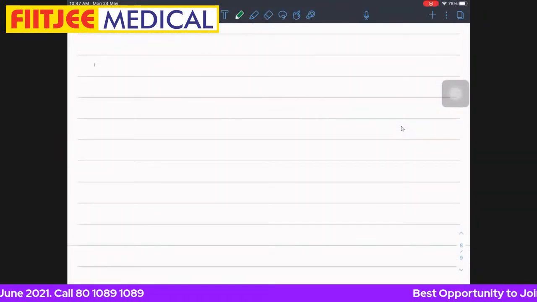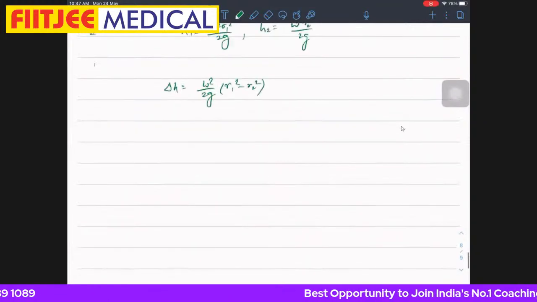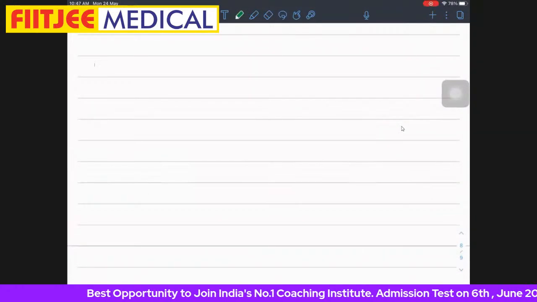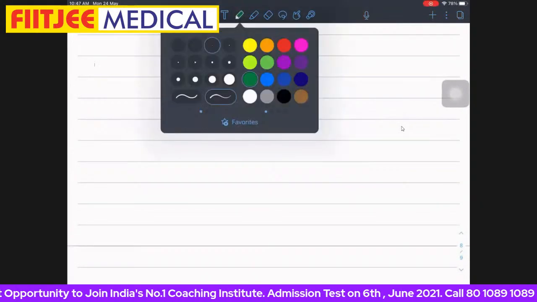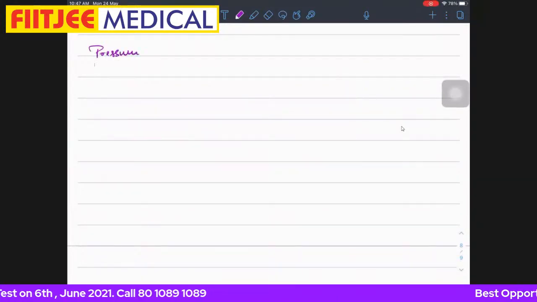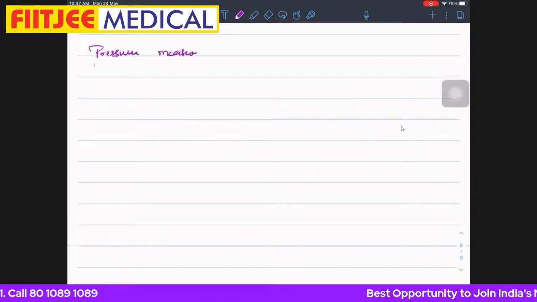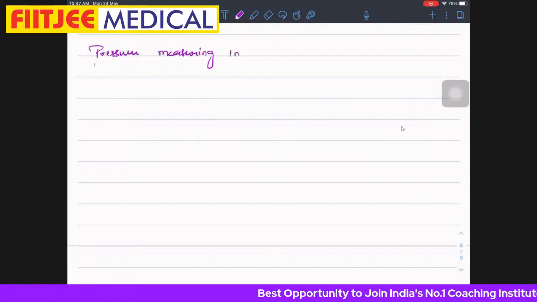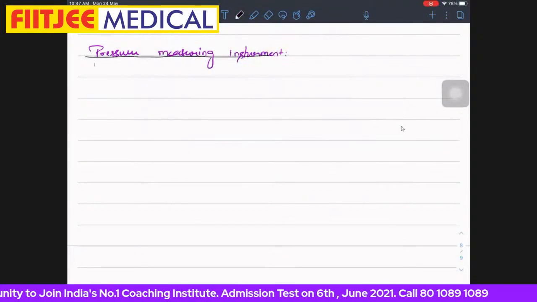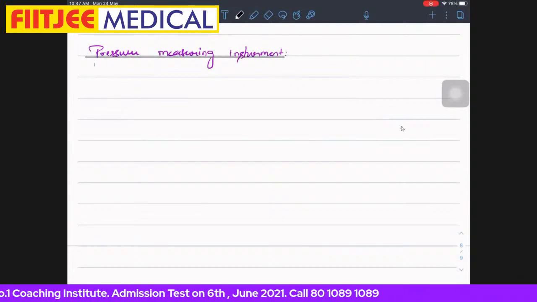Now after this we have understood how the pressure varies. Now we'll go for the mechanism to measure the pressure. Pressure measuring instruments. So the first, basic thing is the barometer.